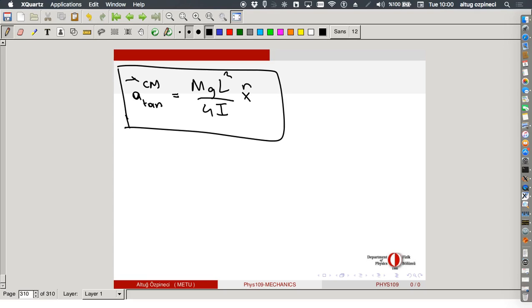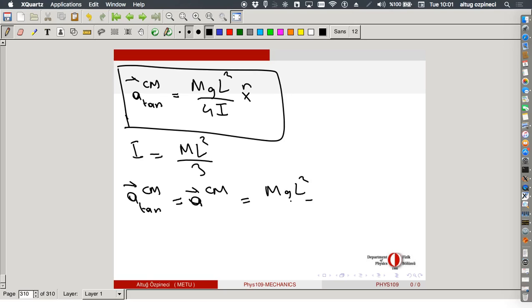Now for this rigid rod, I should be mL squared over 3. So the tangential acceleration of the center of mass, which is in fact nothing but the acceleration of the center of mass because it doesn't have any radial acceleration yet. At this instant, it is at rest, so the central acceleration is just 0 at this instant. So this will be equal to mgL squared over 4 times 3 over mL squared in the x-hat direction. The mL squared just cancel. This is 3 over 4 g in the x direction.